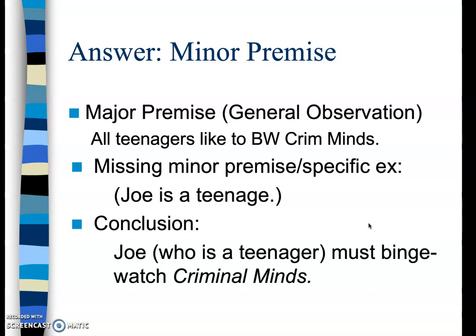The major premise, the general observation, is that all teenagers like to binge watch Criminal Minds. What we're missing is, because we know that Joe, he's in the conclusion, our specific person, we've got to get Joe in with that first part of the major premise. So we have to establish in the specific example that Joe is a teenager. And since Joe is a teenager, he must be binge watching Criminal Minds.